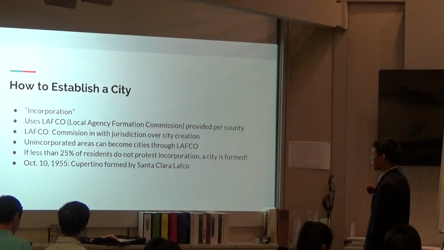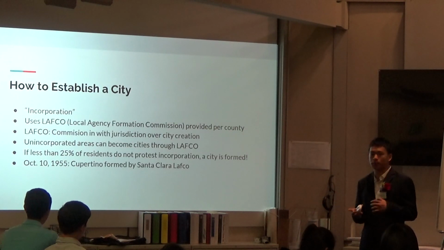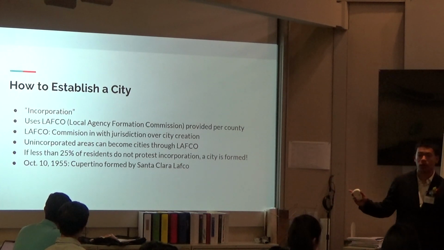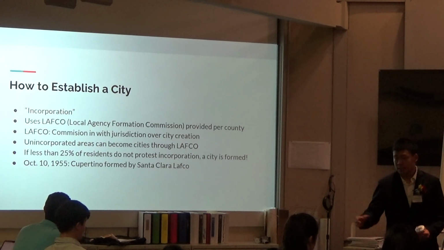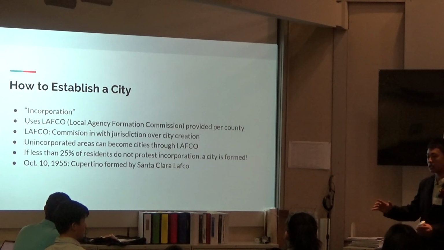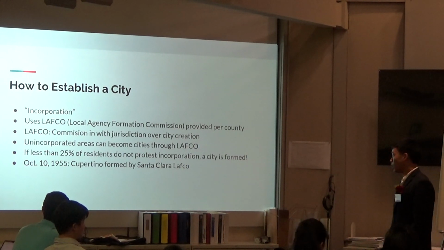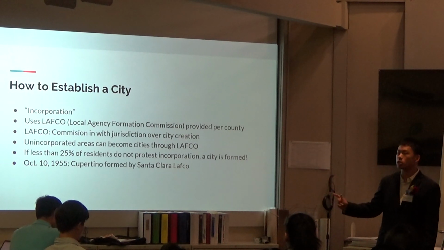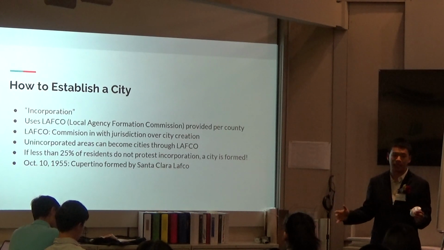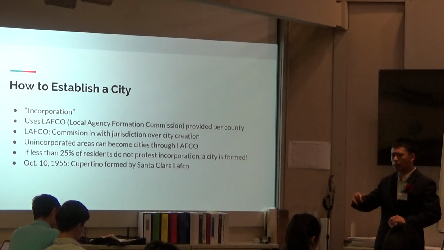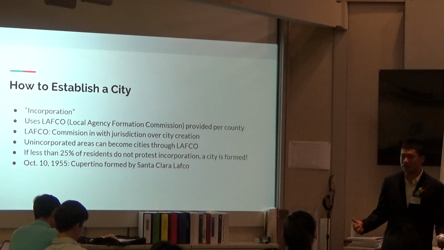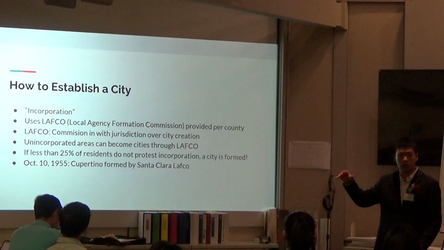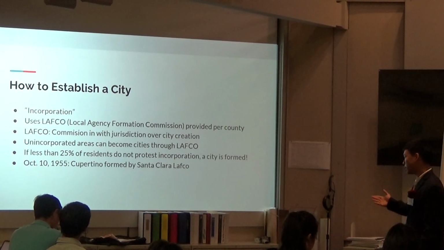And so how do we establish a city? How does a city come to be? What is Cupertino? How did Cupertino form? So it's something called incorporation. It's a process by which cities are formed. So let's say you have a piece of land in California that's not really a city yet. It's just a piece of land lying there. Then you can go through something called incorporation. And incorporation has to do with LAFCO, which is a commission that really decides whether a piece of land can be a city. Something on top of a mountain that's always snowy might not be something that LAFCO wants to create a city of.